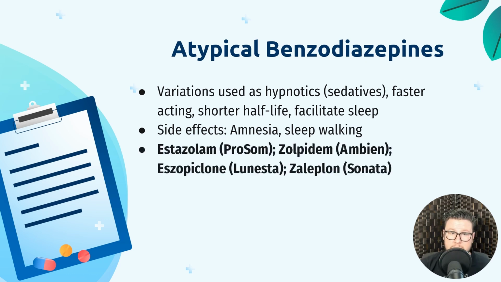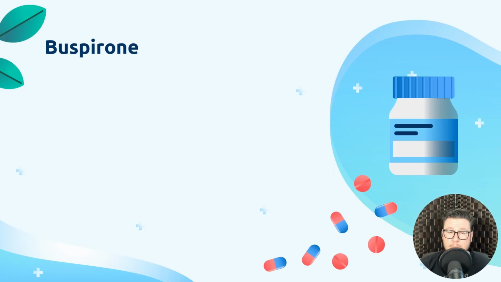So ones that you'll find in this category: Estazolam or Prosom, I've seen people prescribed that. Zolpidem or Ambien, very, very common. Eszopiclone, which is Lunesta, yes, see that one a lot. And Zaleplon or Sonata, very common. Again, usually prescribed as a sleep aid for people that are having anxiety intrude on their ability to go to sleep.